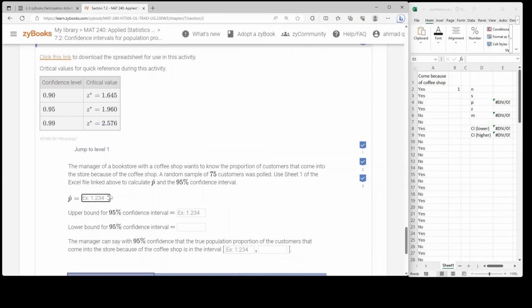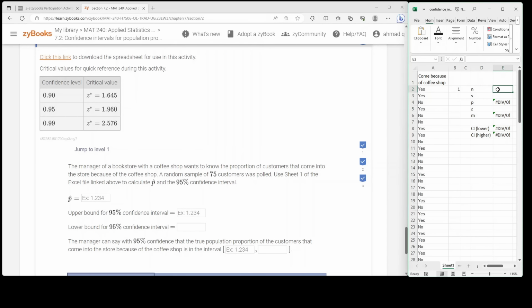So in this question, we have a manager of a bookstore with a coffee shop wants to know the proportion of customers that come into the store because of the coffee shop. A random sample of 75 customers was polled, and we're going to use sheet 1, which I've already opened here, to answer these questions. Now, again, the questions are fairly similar to the previous challenge activities in this section.